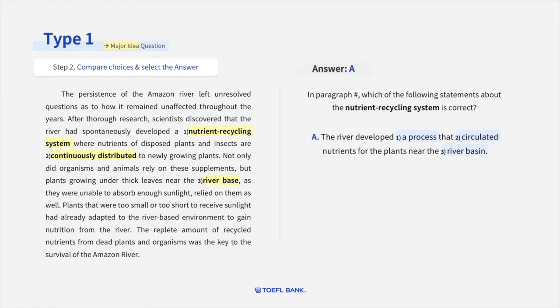Choice A does not mention the nutrient recycling system, but that's because it has been paraphrased to something different. The nutrient recycling system became a process, continuously distributed became circulated, and river base in the next sentence became river basin. All points are paraphrased and match the passage. A becomes the answer to this question.